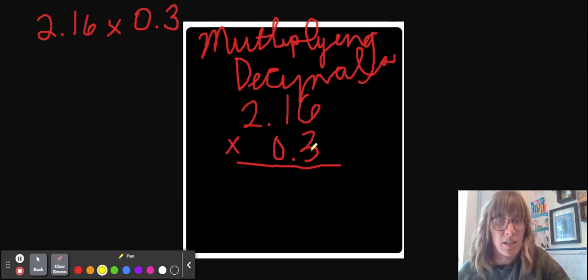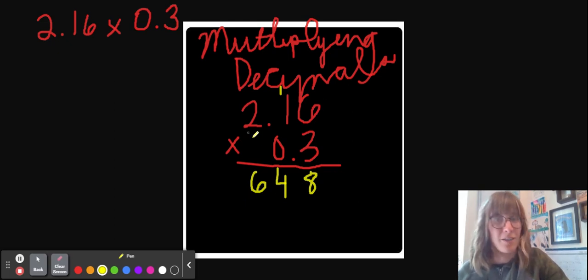So we're going to multiply 3 by all the parts above it. So 3 times 6 is 18. 3 plus 1 is 4. And 3 times 2 is 6. And then this just becomes 0, right? Because we do 0 times 6, 0 times 1, 0 times 2.